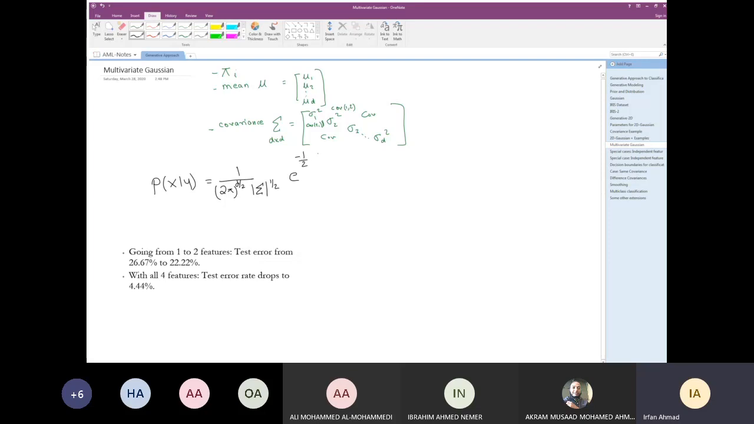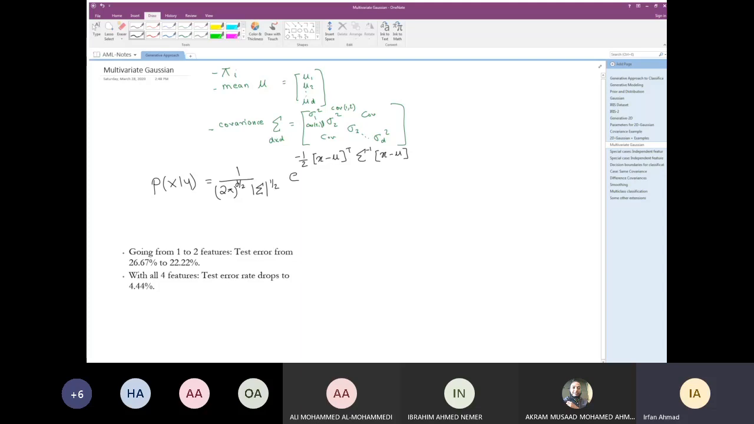e to power of the same thing, minus half. What you have here is x minus mu. It's a vector, right? It's not one value. X minus mu is a vector. So x1 minus mu1, x2 minus mu2, and so forth till xd minus mu d. So you have this vector transpose covariance inverse x minus mu. So this is the general form of the PDF, right? This is what you get for the d dimension features.